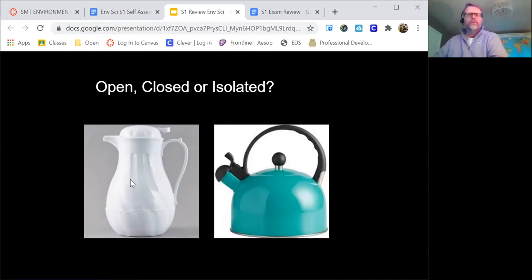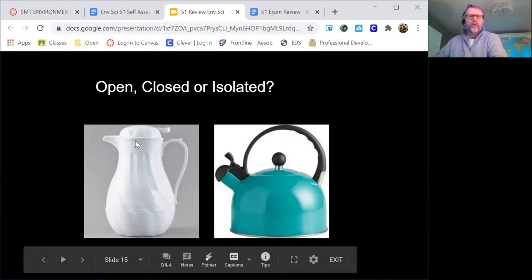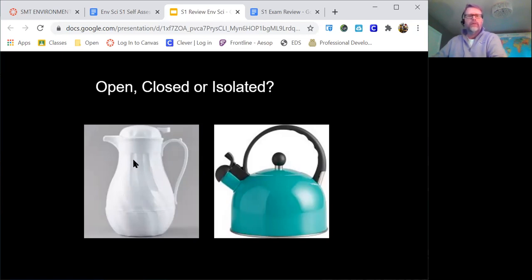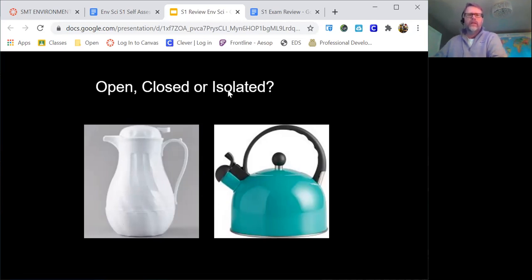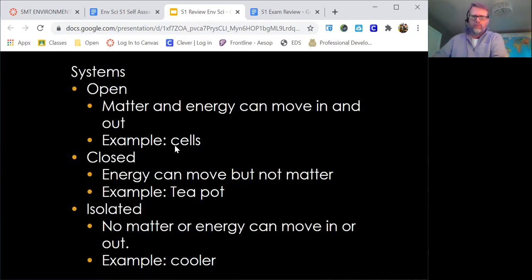Compare that to this one, which is basically the original hydro flask. This is the thermos. You have an insulated layer and a closed lid. So no water can go in or out, and basically no energy is going in or out. That makes it an isolated system.